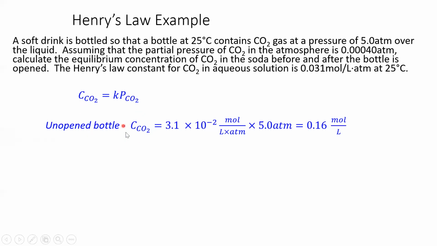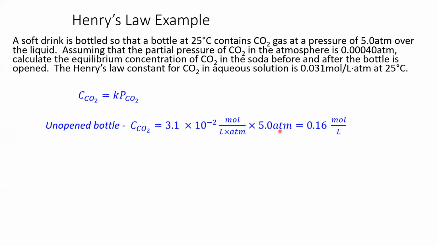We can calculate the concentration of the carbon dioxide in the unopened bottle by taking the proportionality constant, which was 3.1 times 10 to the minus 2 moles per liter atm, and multiplying it by the partial pressure of the carbon dioxide above the liquid in the closed bottle.